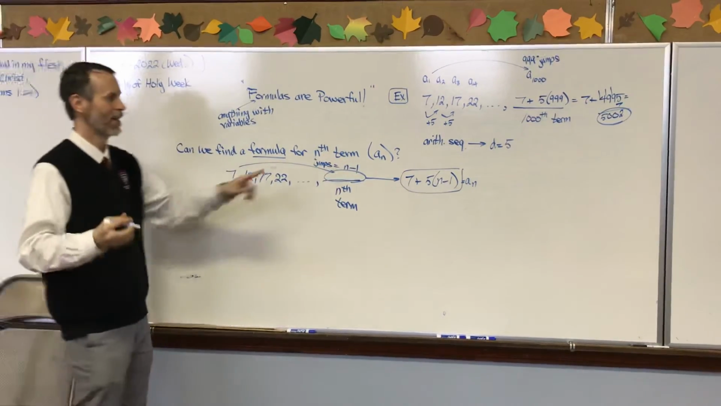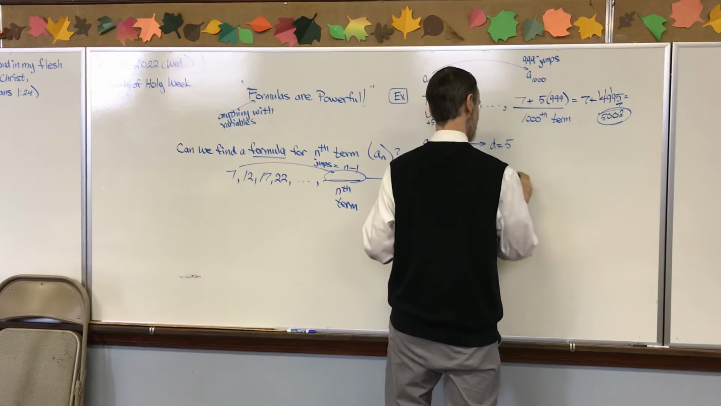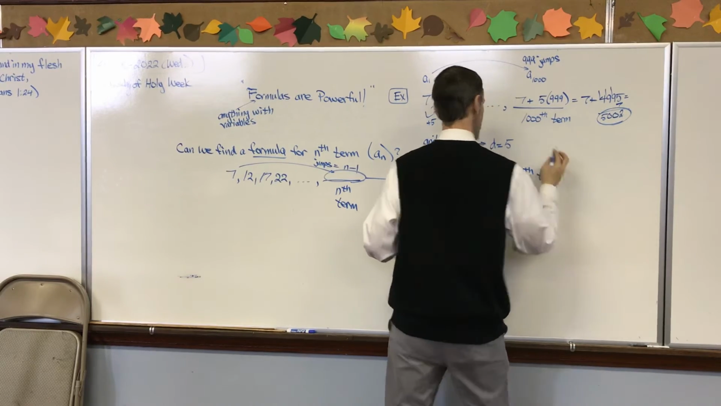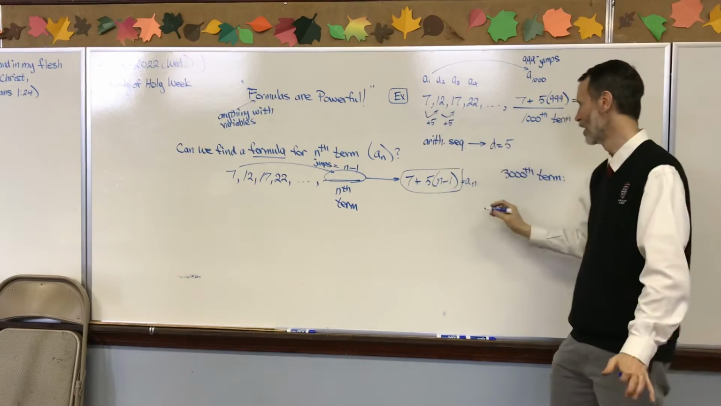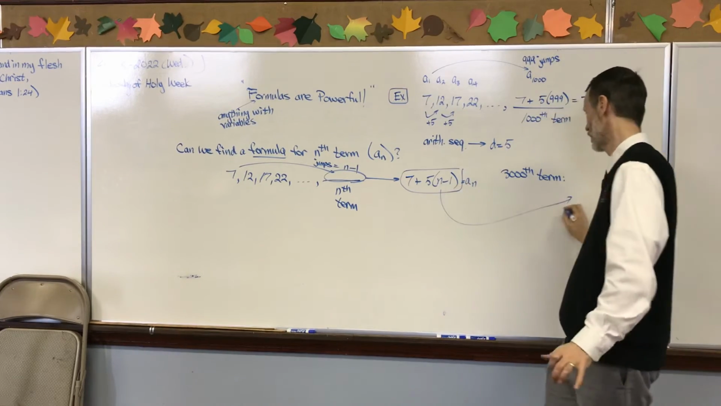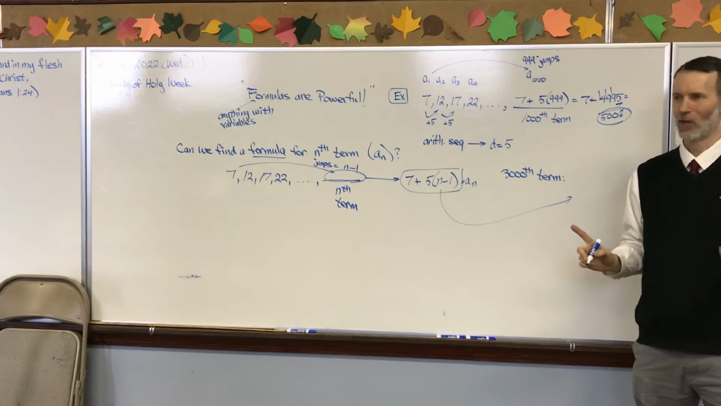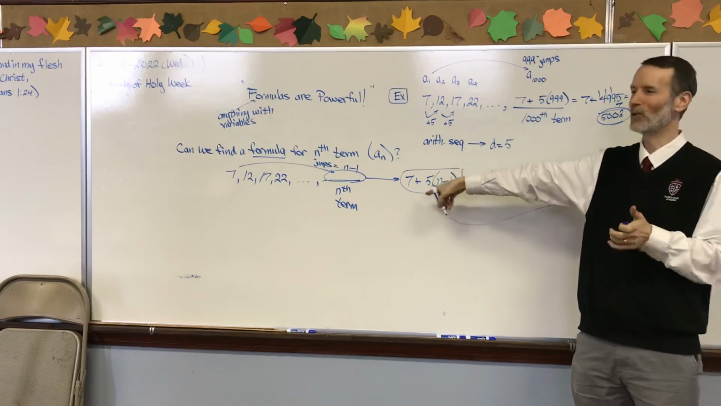But in this case, I want you to give me the 3,000th term. But I don't want you to do it by counting, and I don't want you to do it by even counting the jumps. I want you to use this formula. Do it. It works all the time. Once you do the hard work of putting the formula together, it will work for you. It will be your obedient servant.